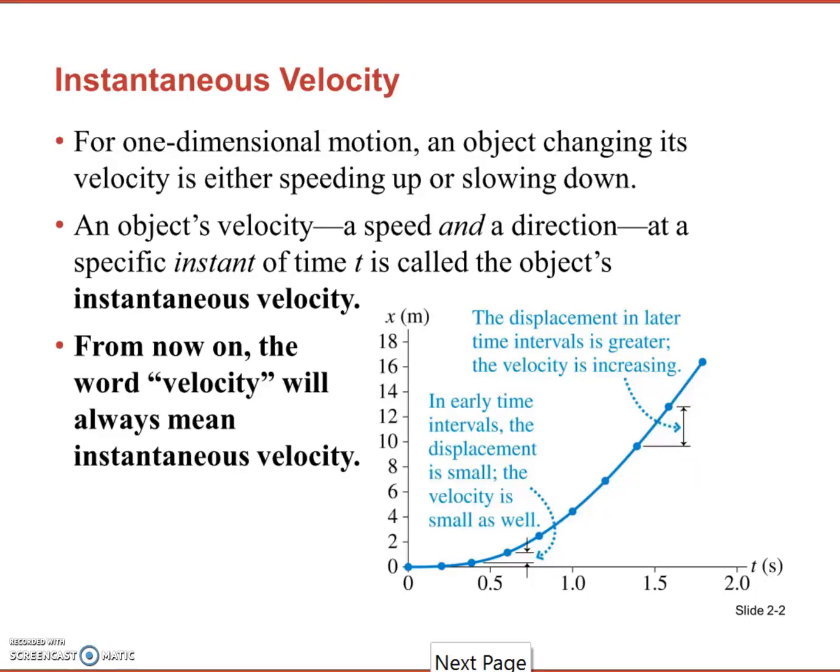Because of this, we'll need a way to discuss what the velocity of an object is at any instant of time. We'll call this the instantaneous velocity. Notice at the beginning of the graph here, we have a shallow slope, and this indicates a very slow speed or a small velocity. And as time progresses, the object is speeding up, the velocity is increasing, and the slope of the position versus time graph gets steeper and steeper. From now on, anytime I use the word velocity, I mean instantaneous velocity.